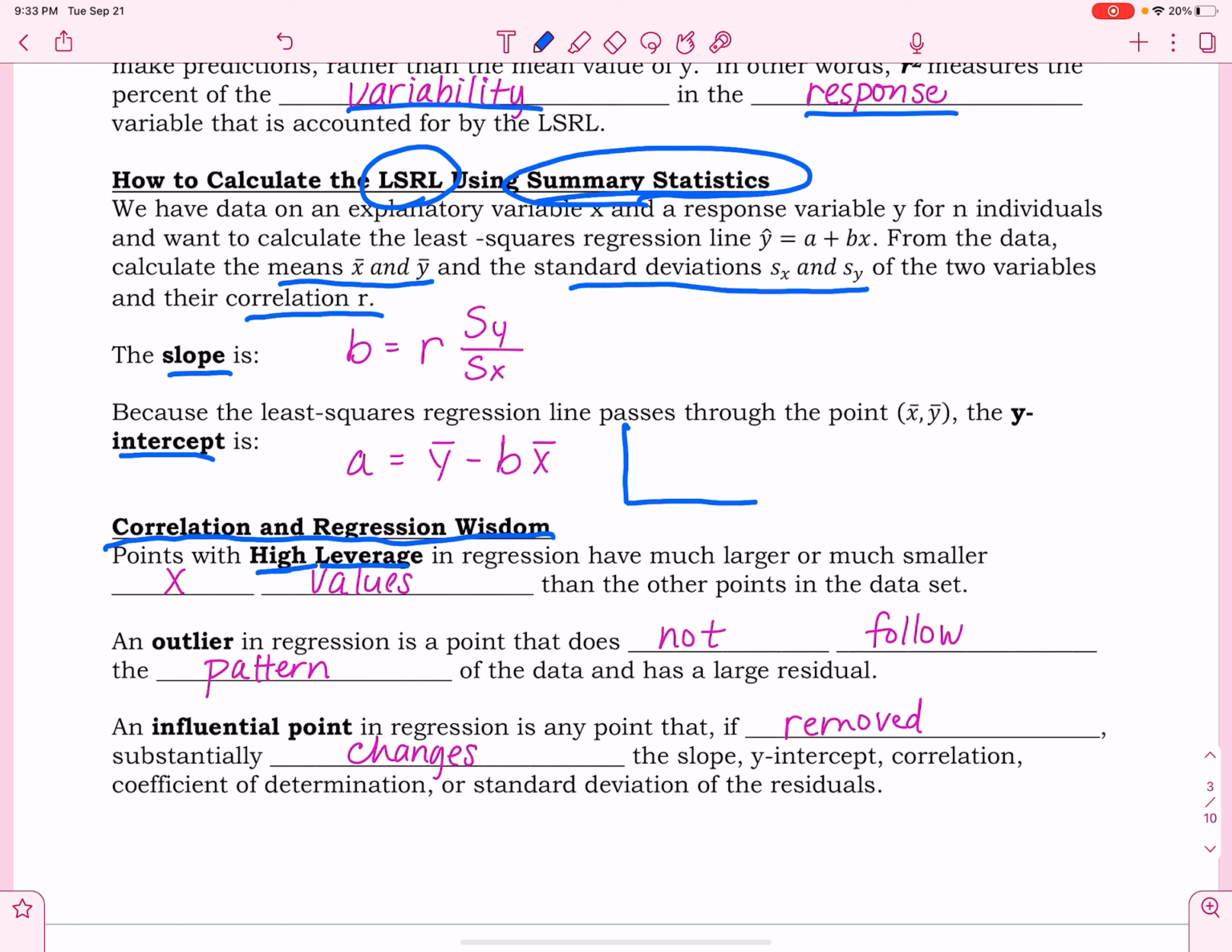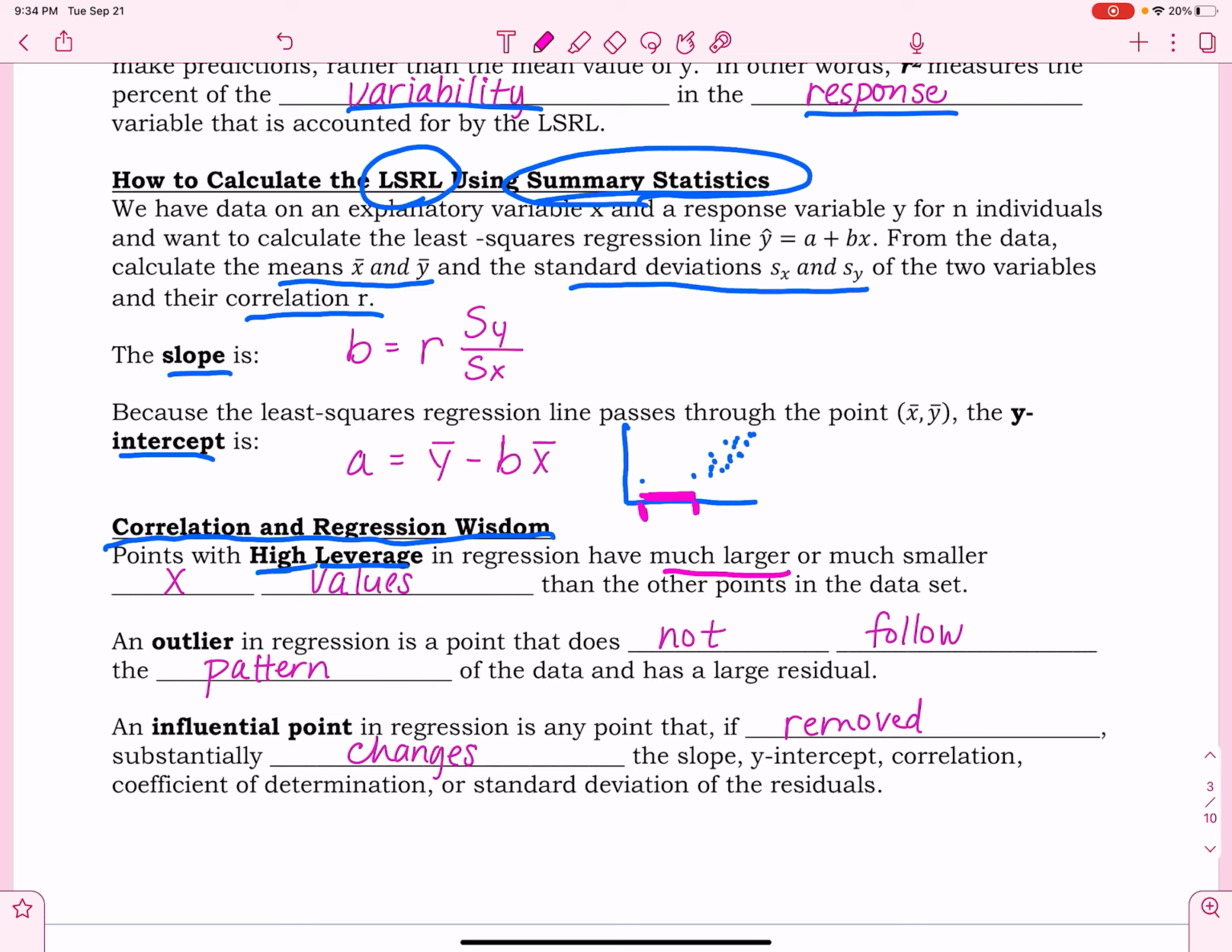Let's say I've got a scatter plot, and most of my ordered pairs are really tightly clumped together. Well, let's say I've got a point over here. Because that point has a long distance horizontally away from most of the rest of the points, that's considered high leverage because it's got a much larger x than most of the points, okay? Or sorry, a much smaller x, because smaller would be here, larger would be here.